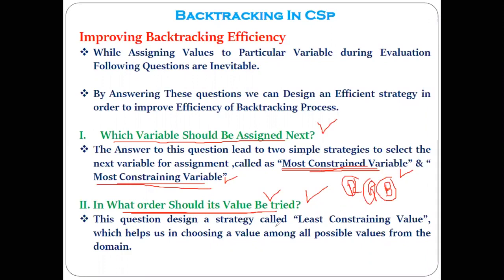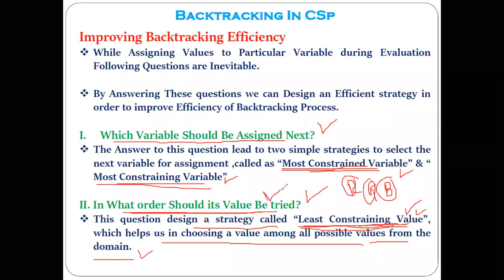Related to this strategy, we have the third technique, which is the least constraining value. What is that? Least constraining value. Now, these techniques will help us in choosing a value among all the possible values from the domain. Which value to choose from the values in the domain, we can decide with the help of this third technique, the least constraining value. So the order is decided by this particular technique, the least constraining value.